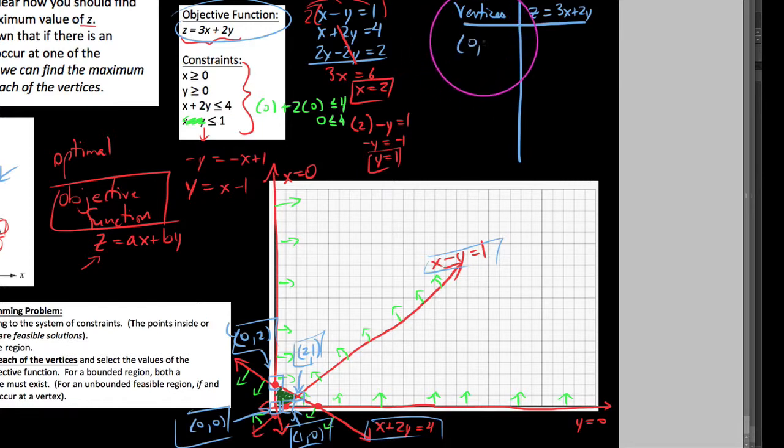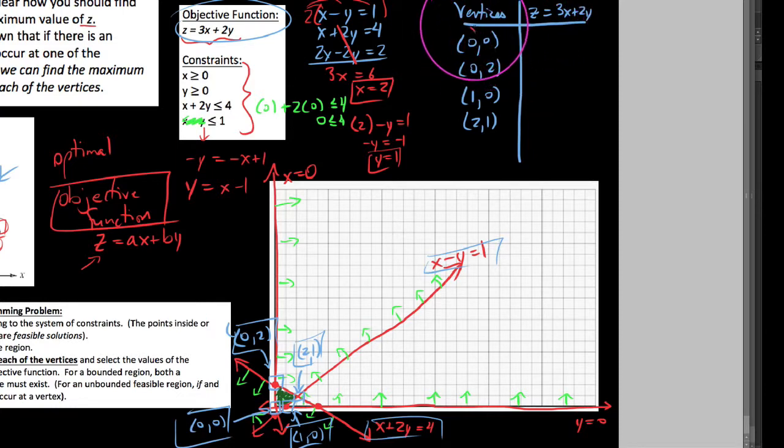So here's how this works. We'll just take all of our vertices: 0, 0. We had the point 0, 2 as another vertex. We had the point 1, 0 as another vertex. And last but not least, we have the point we just found, 2, 1. So our job here is to plug each of these into our objective function and see what you get for a z value, or the value of this function that, in this case, could represent, I don't know, profit. Maybe.